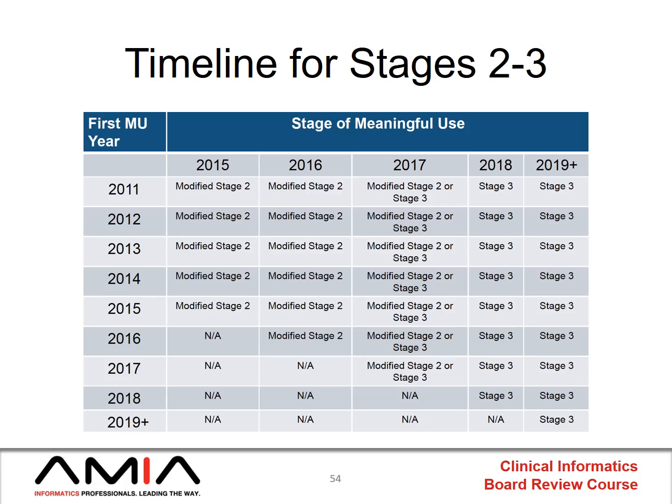This slide shows the current timeline for eligible hospitals. As with all stages of meaningful use, what you are required to do depends on when you started. For current and newly starting eligible hospitals, modified stage 2 is required in 2015 and 2016. In 2017 is the option for advancing to stage 3, which will be required in 2018 and beyond.